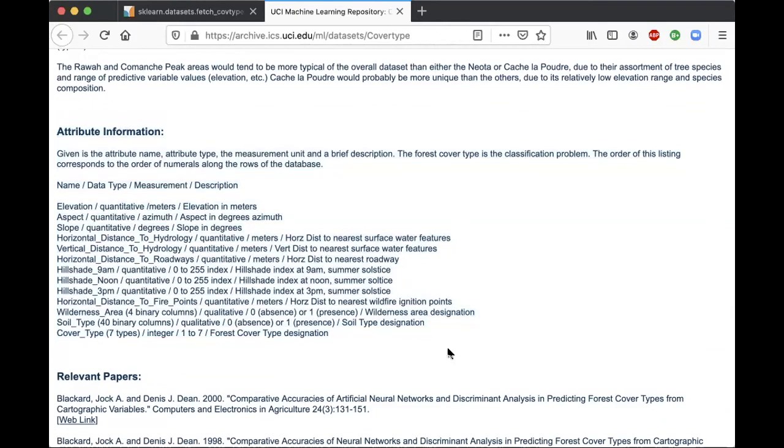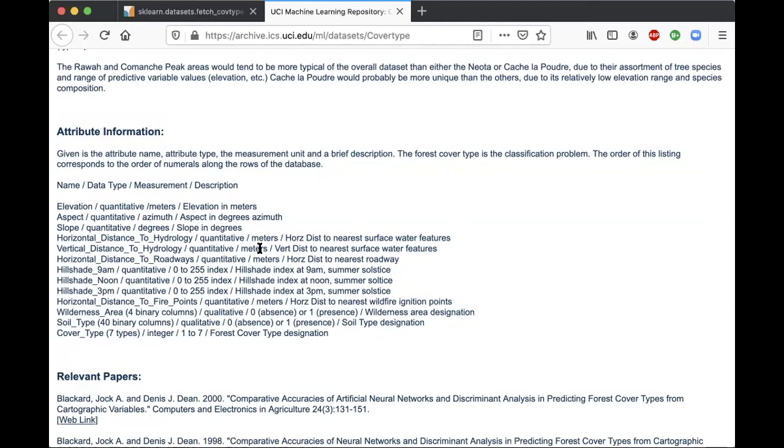It gives you a whole bunch of variables here. The first one is elevation. It's going to be the elevation in meters. Then it gives you the aspect in degrees of azimuth, which you may or may not know what that is. It kind of doesn't matter. We can figure that out later or not. Then the slope of the hill, because we're looking at forest cover and trying to figure out what type of forest cover we're looking at. So the slope of the hill in this particular location that we're looking at. We have horizontal distance to hydrology. So how far is it to water?